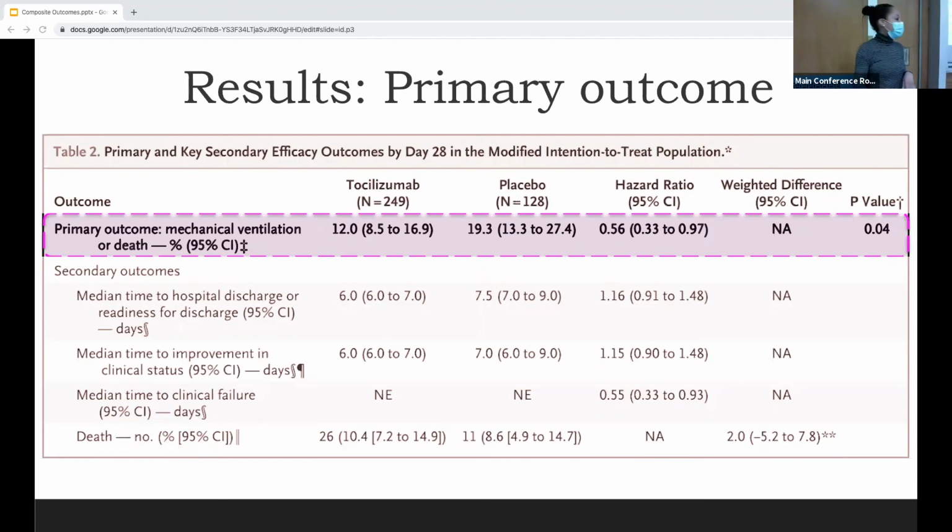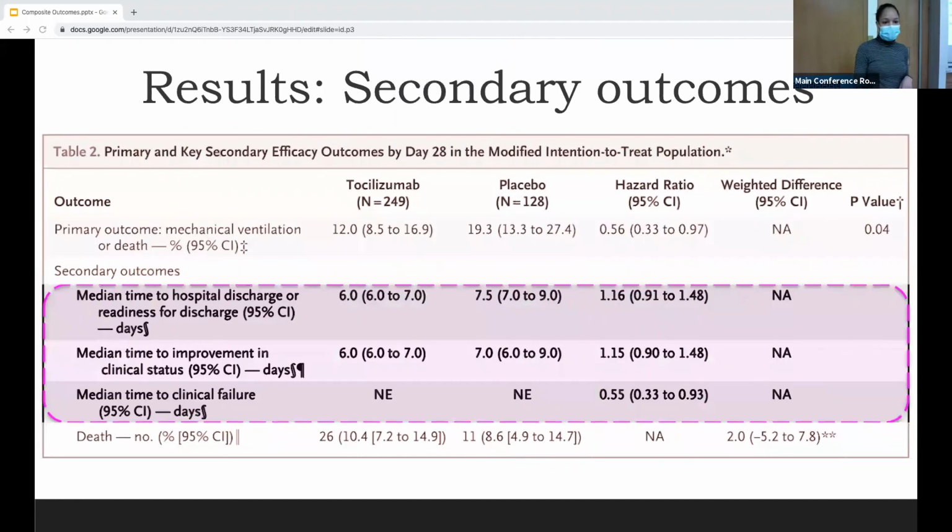And this was all at the 28-day follow-up. In terms of the secondary outcomes, they looked at median time to hospital discharge or readiness for discharge. They looked at median time to improvement in clinical status or median time to clinical failure. None of these were statistically significant. They all had very similar numbers between the tocilizumab and placebo group.